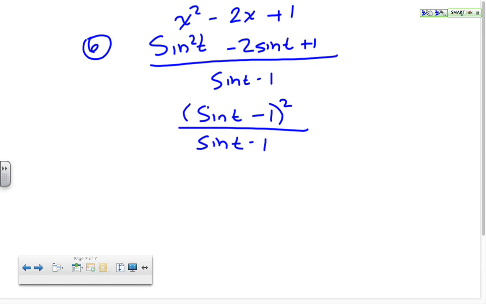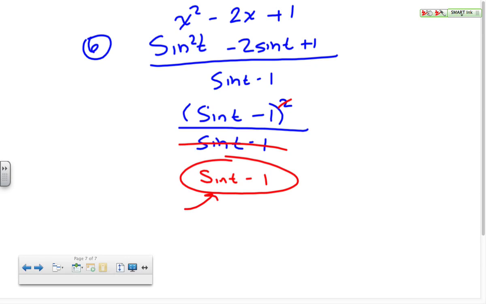Now since this is sine t minus 1 squared, it's the same thing as sine t minus 1 times sine t minus 1. So I can get rid of this squared and cancel out one of the sine t minus 1, and I'm left with sine t minus 1. Now a lot of people at this point will try to use those Pythagorean theorems. Notice that there is no squared. If there are no squares, you can't use that theorem. This is as far as I can go.